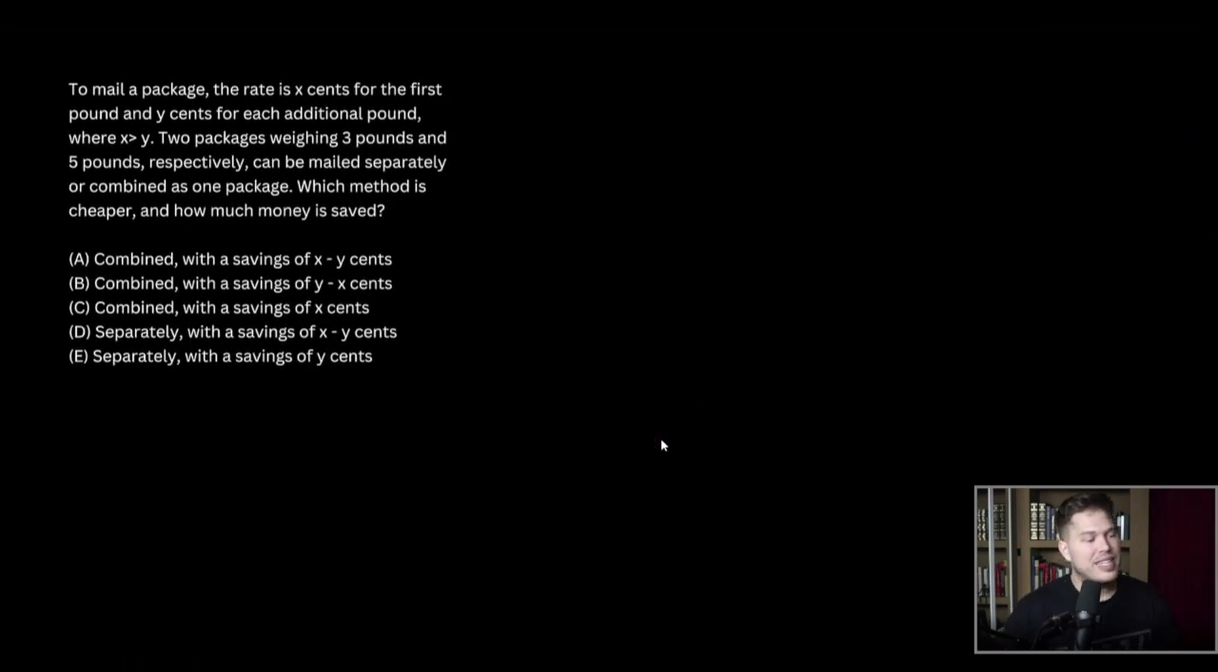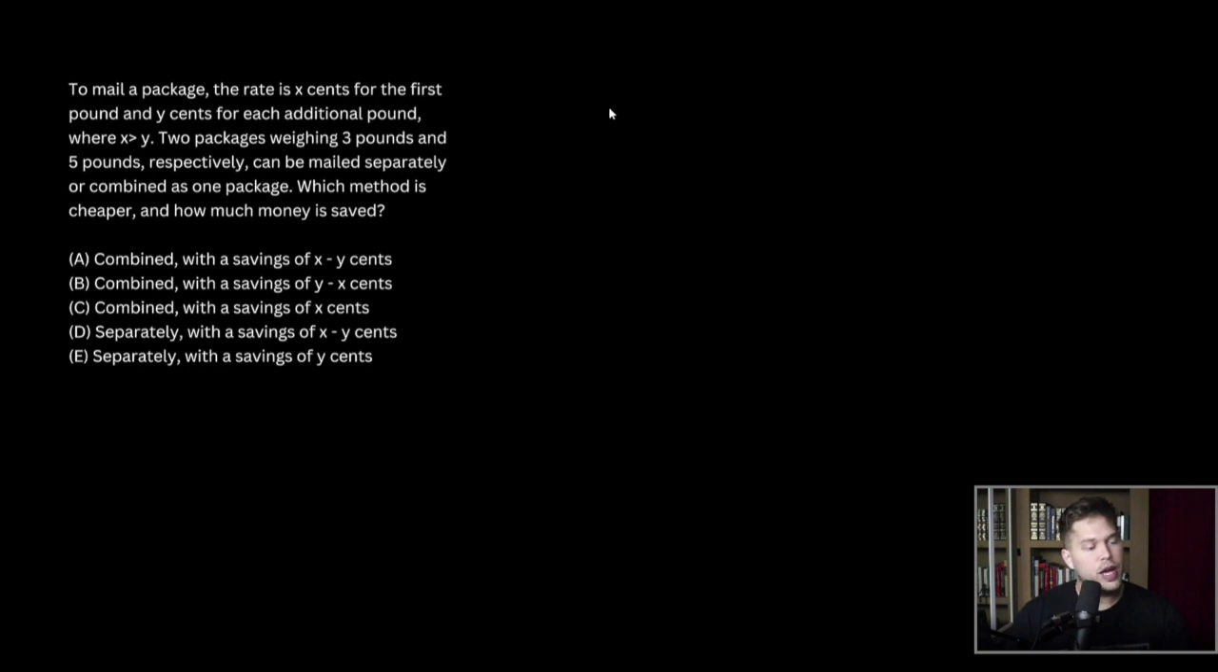Fantastic. To mail a package, the rate is X cents for the first pound and Y cents for each additional pound, where X is greater than Y. Two packages weighing 3 pounds and 5 pounds respectively can be mailed separately or combined as one single package. Which method is cheaper and how much money would be saved?